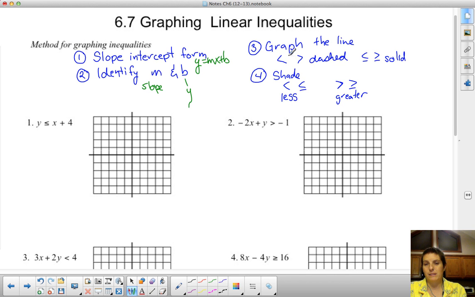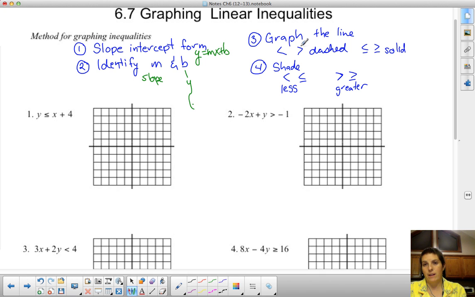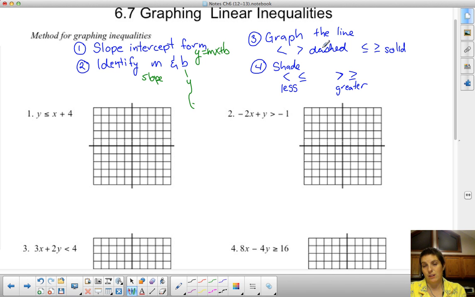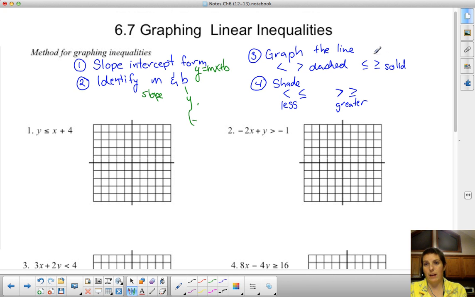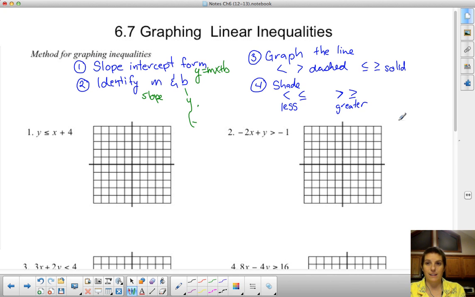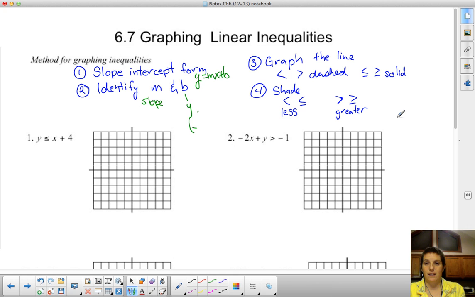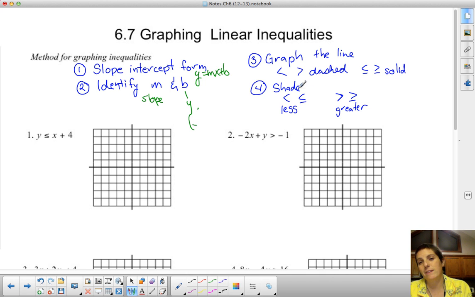Here's where things are a little bit different. If we have a less than or a greater than, our line should be dashed or have holes in it. If we have less than or equal to and greater than or equal to, our line should be solid or filled in. The last piece is that we're going to have to decide about that arrow, but in this case, instead of having just one arrow, since we have two dimensions, or we have surface area, we're going to be talking about shading a portion of the graph.